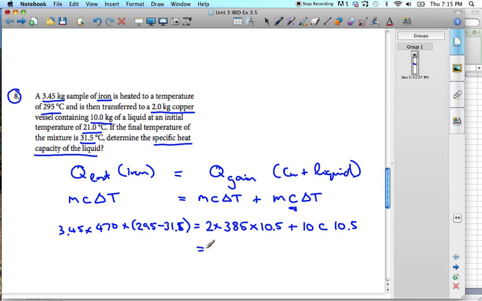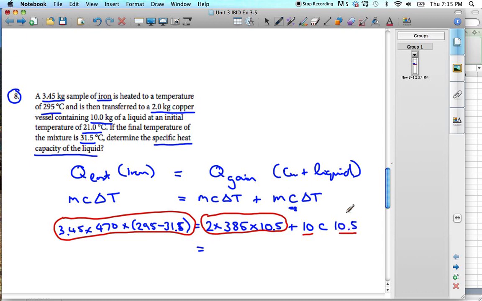So I'm going to solve this. I'm going to calculate this side over here, subtract from that this, and then divide the answer of that by the product of these two. So let's just do that on our calculators. I'm sure you have got no problem with doing this.